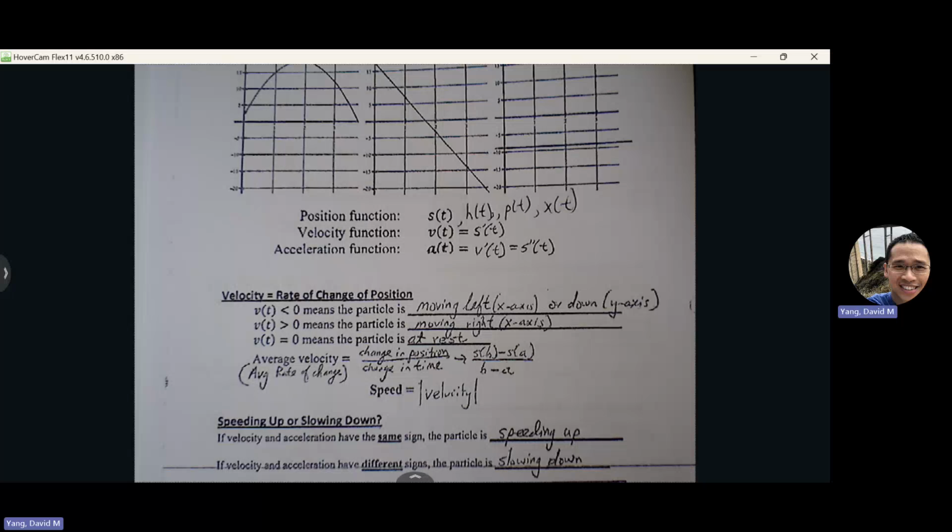Velocity is the rate of change of position. So if v of t is less than 0, that means my position is decreasing or moving to the left. Typically, with particle motion, we're moving left and right along the x-axis. So negative velocity usually means moving left. Positive velocity usually means moving to the right. And if you're at rest, that means you're not moving, which means velocity is 0.